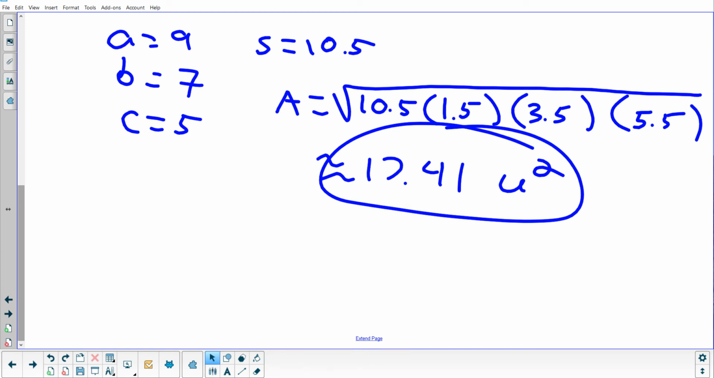Okay. If you forget Heron's formula, not a big deal. You could use law of cosines to find an angle, but that's a heck of a lot more work.